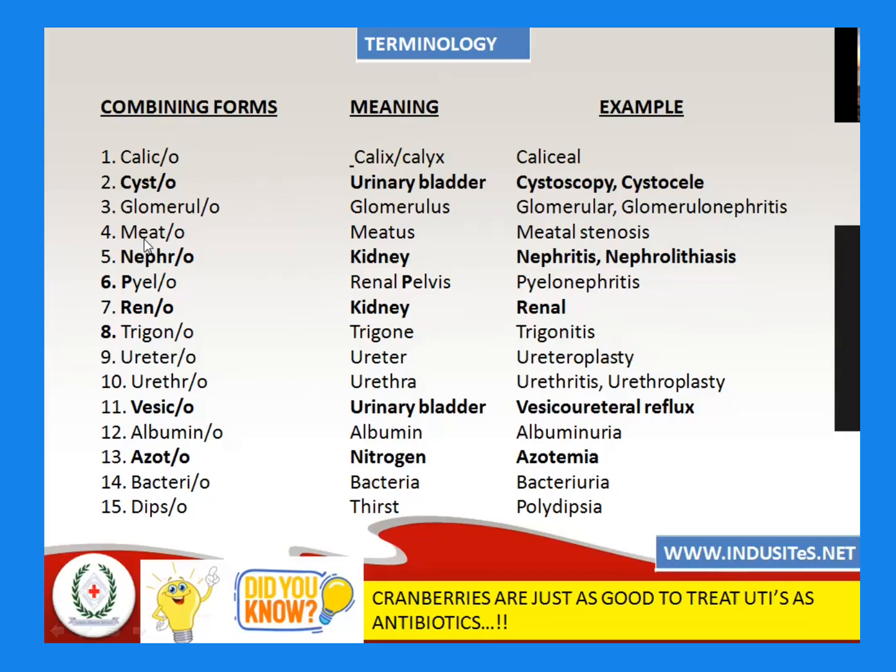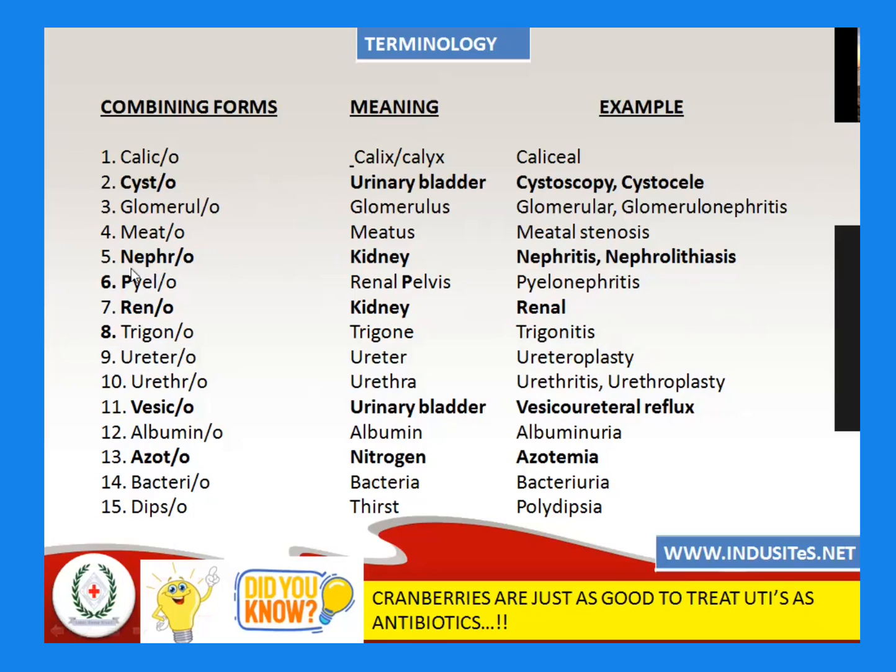The fourth one is meato. Meato stands for meatus. The actual meaning of the term meatus is opening. So the urinary meatus is the opening of the urinary tract to the outside of the body. An example is meatal stenosis. Stenosis means narrowing, so narrowing of the urinary meatus is called meatal stenosis.